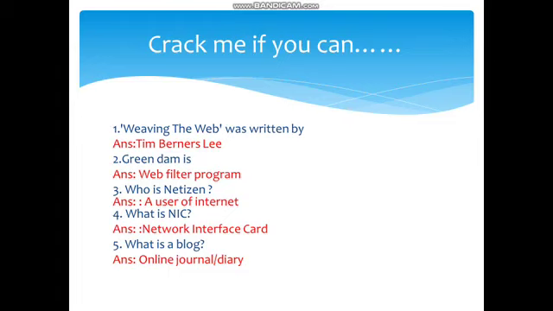Then Green Dam is a web filter program. It is a filtering program, sorting the web pages and so on. Who is a netizen? A user of the internet. One who uses the internet is called a netizen. What is NIC? Network interface card. What is a blog? A blog is an online journal or diary.